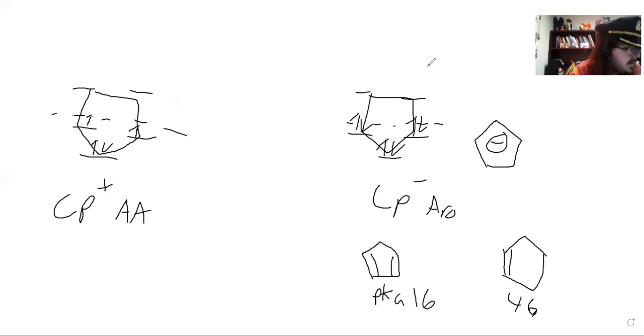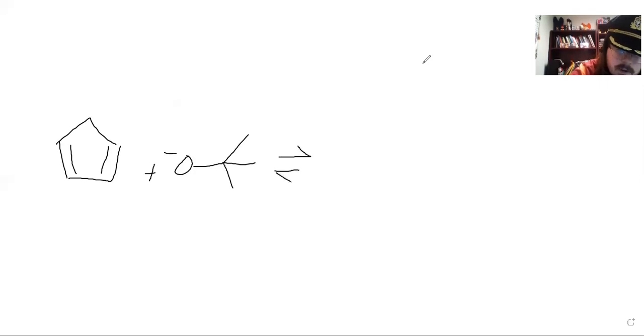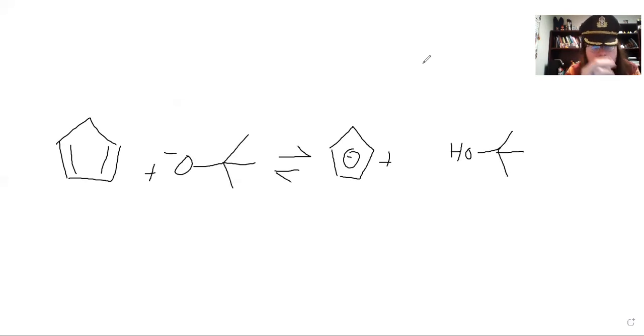So real quick, say you put cyclopentadiene in with a tetrabutyl methoxy anion. Put that guy in there, and you're going to form, easily enough, the Cp anion, and of course tert-butanol. So it's easy to form due to this aromaticity, but it's not more stable than benzene. It's not more stable than benzene, but it's easy enough to form.